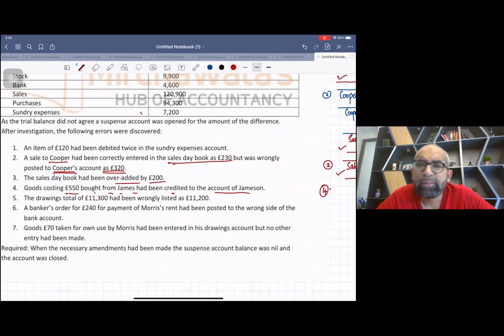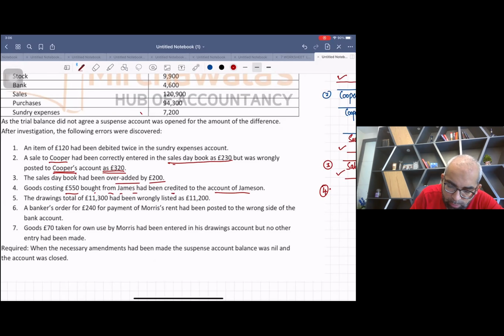Even if we correct it, we'll increase one creditor and we'll decrease one creditor. Let me tell you the correcting entry. We should have credited James, but we did credit Jameson. So the correcting entry is now Jameson debit and James credit. Not interested in making this. So no effect with suspense.